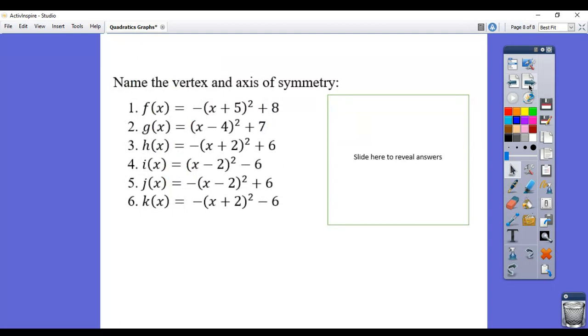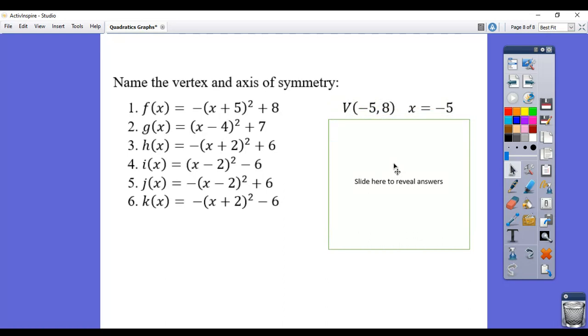Last but not least, we're going to start talking about the vertex form of a quadratic. So I would like for you to be able to look at a function and pick out its vertex right away. So when I look at this first one, I know that I take the opposite of what's here and I bring it down. Okay? Because remember, it was, oh goodness, I should have typed this. It was x minus h squared plus k.